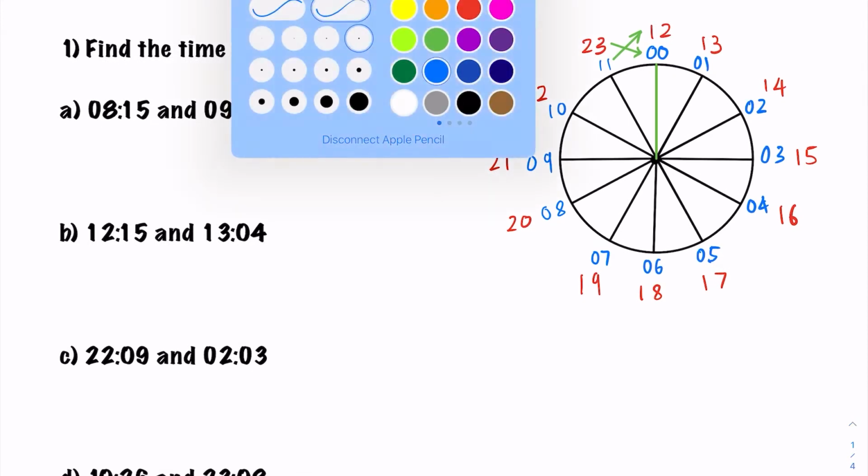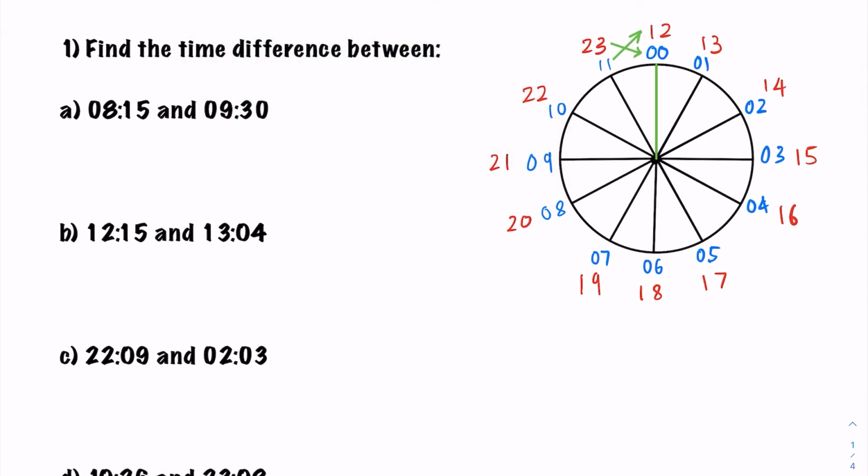So starting with question 1a, find the time difference between 8:15 and 9:30. Now, all I like to do for these ones is split it up into the hours and minutes separately. So the difference in hours we can see is just 1 hour. So from 8 to 9, that is just 1 hour. And the difference in minutes from 15 to 30 is just 15 minutes. So we can just say 1 hour and 15 minutes.